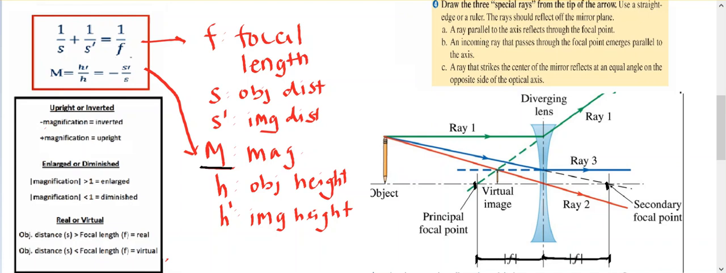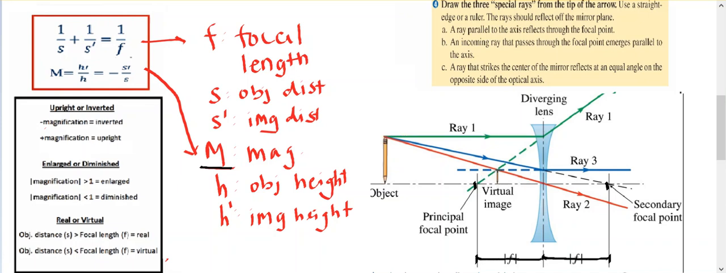Now when we look at this diagram in specific, we can count from here all the way to the center is S, the object's distance. From here down to the axis would be H, the object's height. If we were to look from here to here, that would give us S prime, and if we were to look to here to the axis again, that would give us H prime.